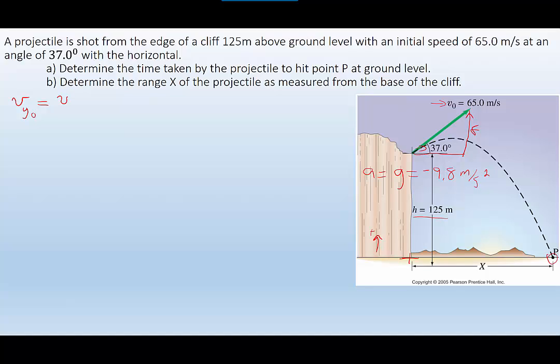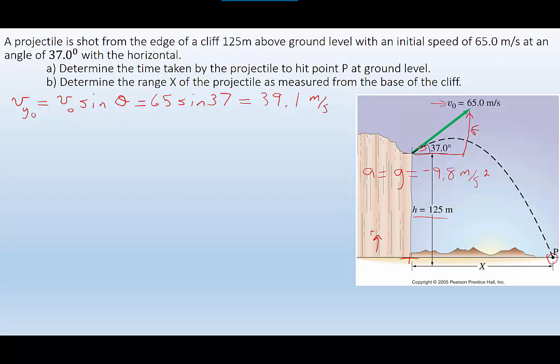So it is v naught sine theta, which in this case is 65 sine 37 degrees. 65 sine 37 degrees is 39.1 meters per second.